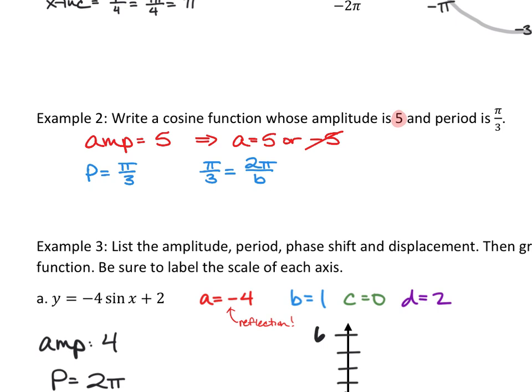So 3 times 2 pi is 6 pi. I'm doing the butterfly method. And then b times pi is b pi. Divide by pi. Your b value is 6.